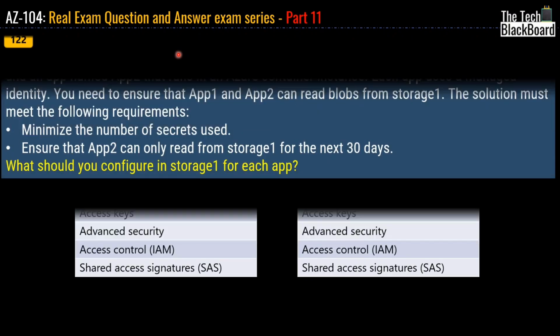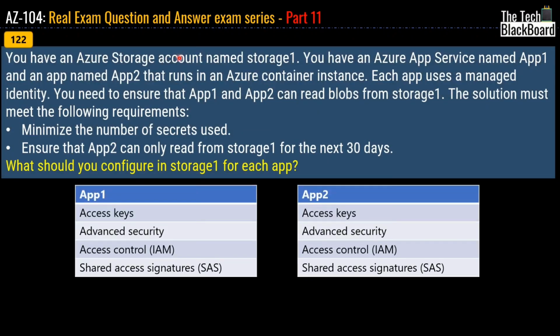Now let's check out our question number 122, which again is an Azure storage account related question. Let's read the question. The question says that you have an Azure storage account named storage1, and then you have an Azure app service named app1 and an app named app2 that runs in an Azure container instance. Each app uses a managed identity.